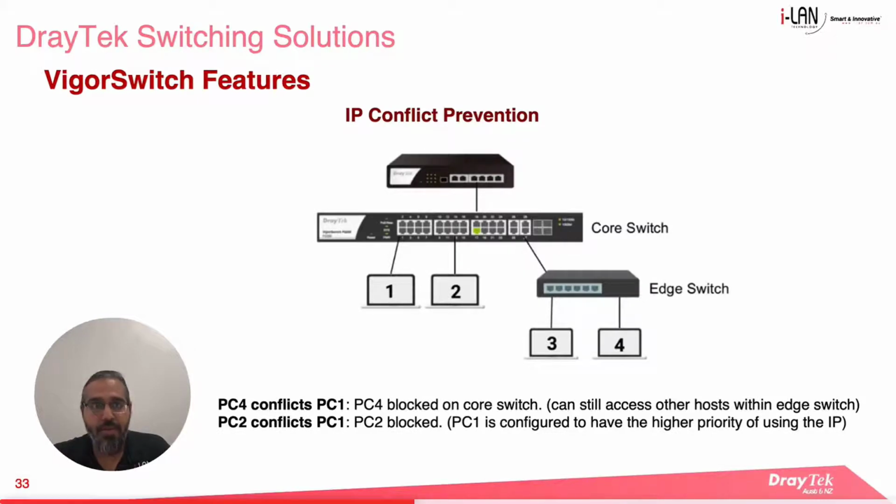IP conflict prevention will also work on larger networks with multiple edge switches not supporting this feature. In the example shown here, we have an edge switch that's connected to the Dratec core switch. If PC4 conflicts with PC1, it will be blocked on the core switch, but can still communicate with other hosts on the edge switch, such as PC3. If PC2 conflicts with PC1, then PC2 will be blocked since PC1 is configured to have a higher priority to use the IP address.